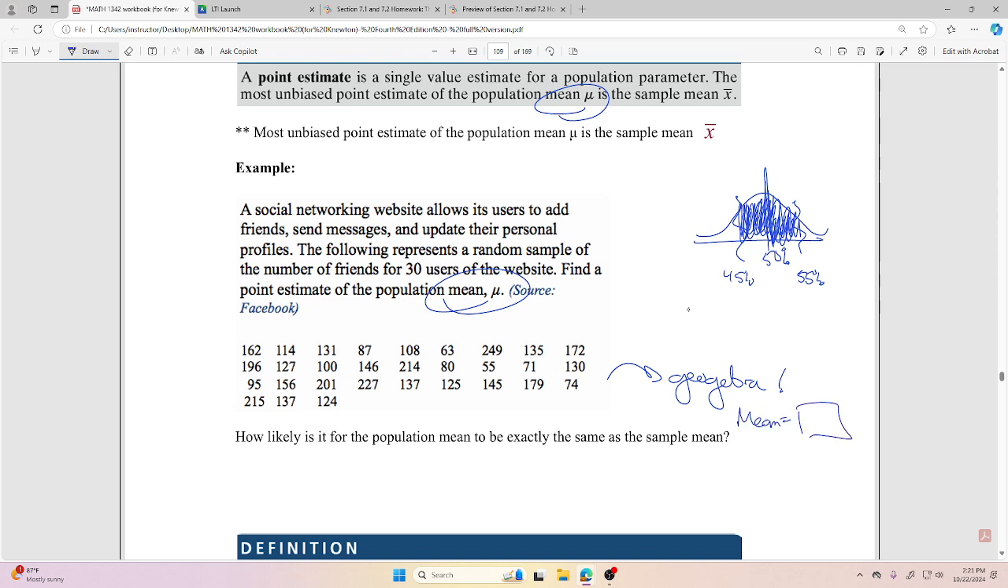How likely is it for the population mean to be exactly the same as the sample mean? Now, here's the thing. This is a sample of only 30 people, right? And I'm just going to make something up. If you don't mind, I'm just going to make it up. Let's say I've got 100.